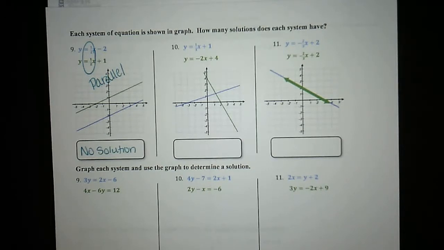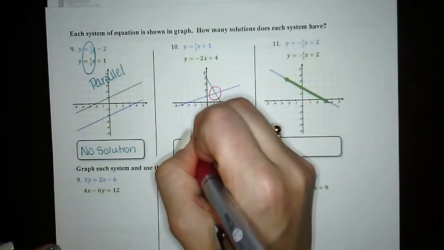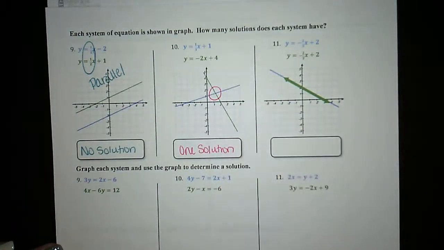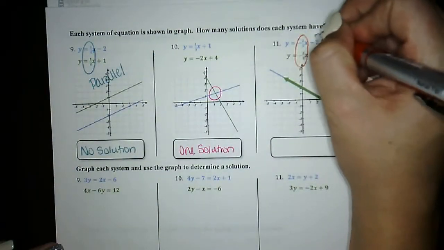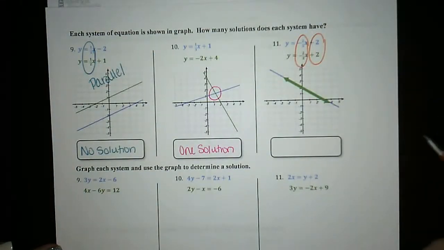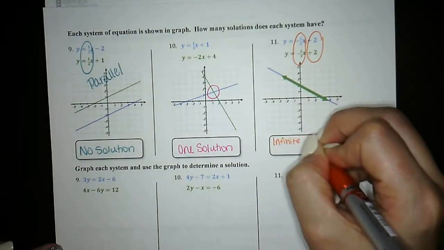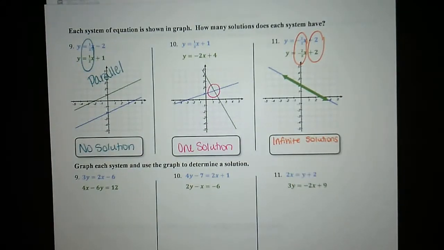So if they are parallel, they don't touch, there's no solution. Here, I see them intersect. There's only one solution, like we saw on the front. But what about here if they share the same line? So they're parallel, they have the same slope, but they also have the same y-intercept. What happens? They have an infinite amount of solutions. So infinitely many solutions.